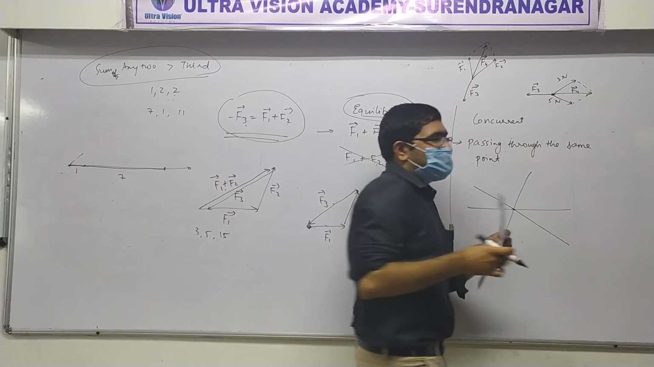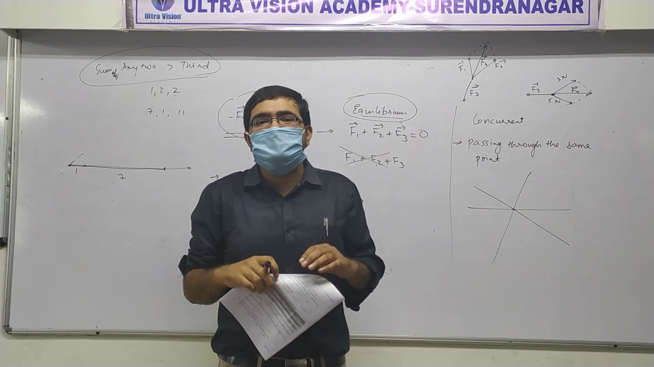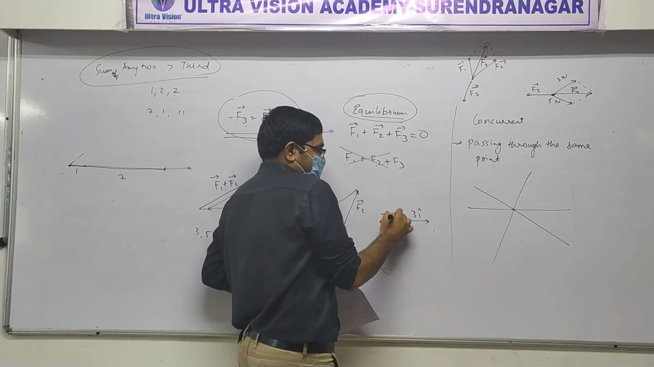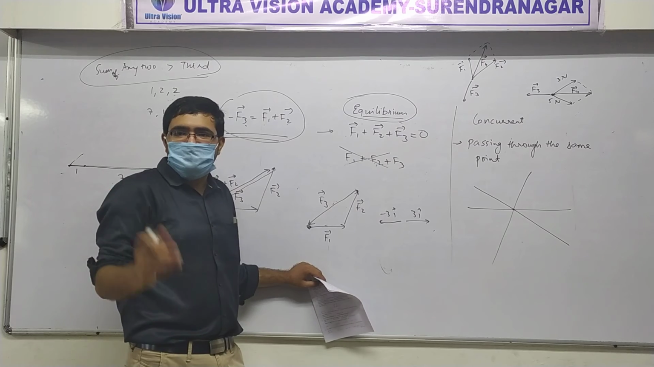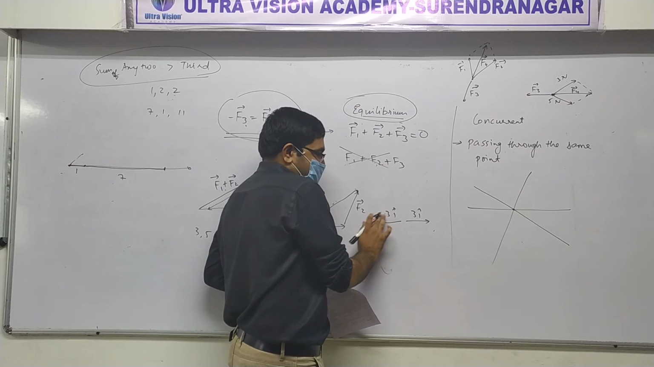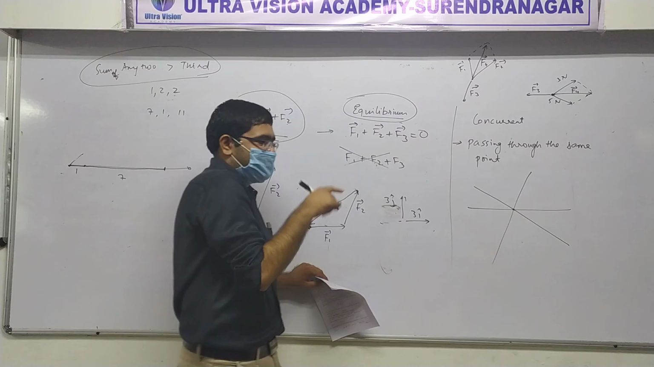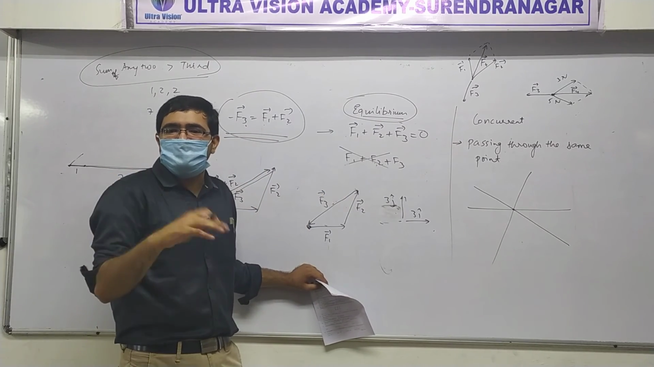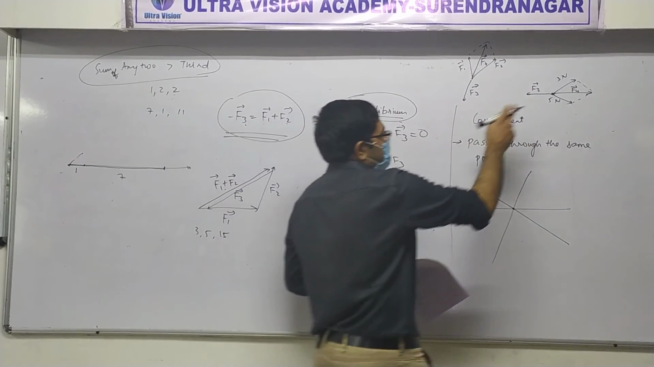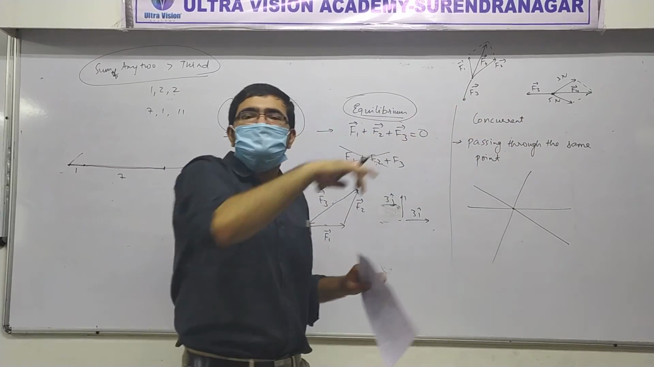Why so? Because if you add two opposite vectors, they get cancelled, which means the total will be 0. For example, 3i and minus 3i. What's the total? 0. Got it? So it has to be opposite. But 3i plus 3j won't give 0. The sum is 0 only if they are in opposite directions. Not only that, the magnitude also has to be the same. If this is 6, then this is also 6. Make sense?